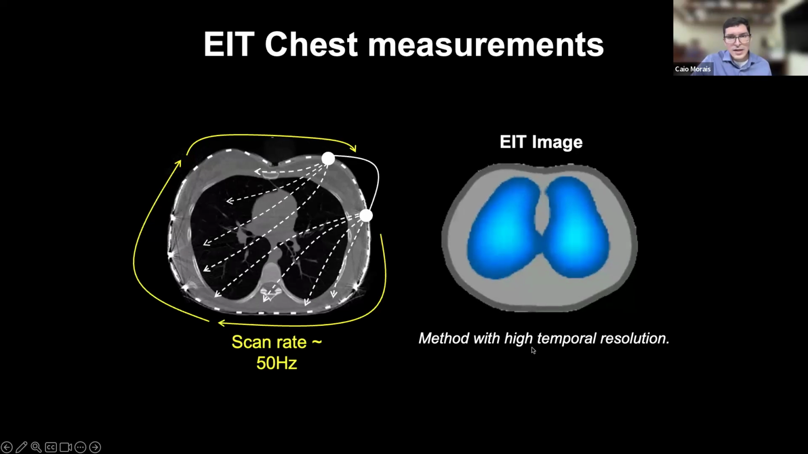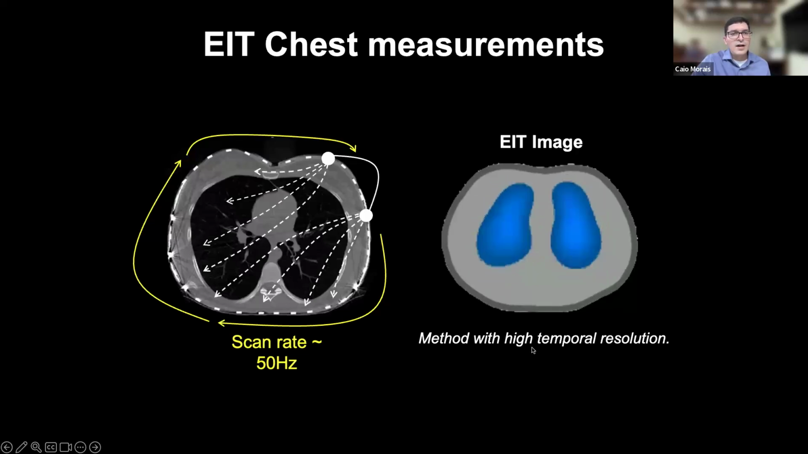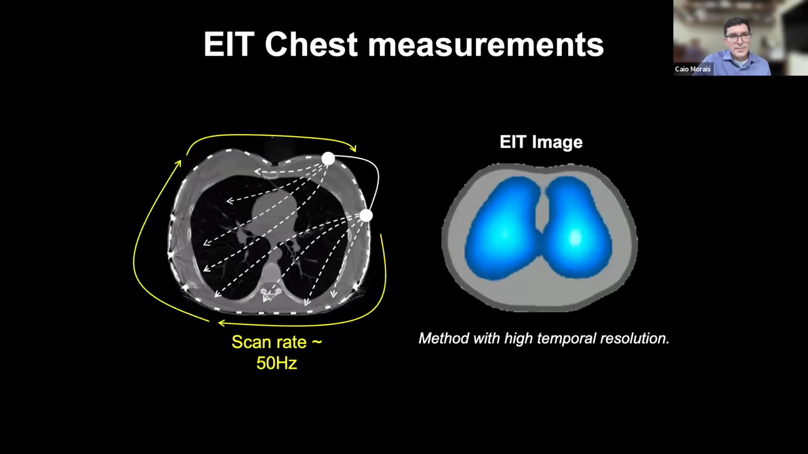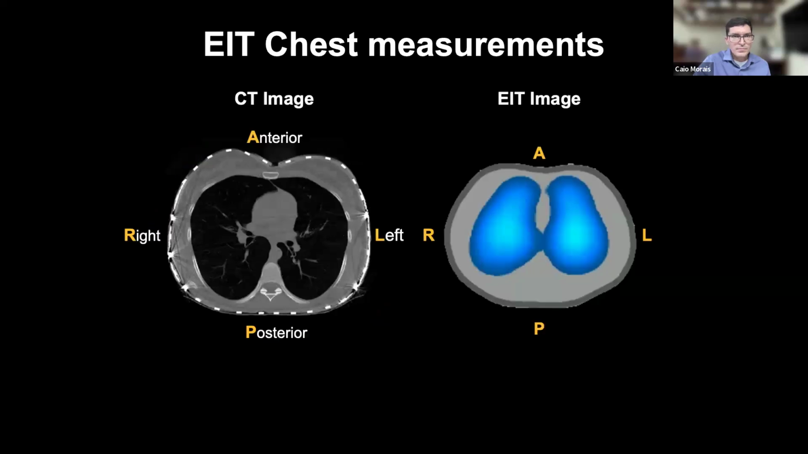The advantage of this method is that we have high frequency data acquisition, allowing this dynamic monitoring of ventilation distribution. We can produce up to 50 images per second, and this is useful at the bedside to understand dynamic conditions. The image orientation is similar to that used by CT, with the right side located to the left side of the image and the anterior part of the image at the top of the image.